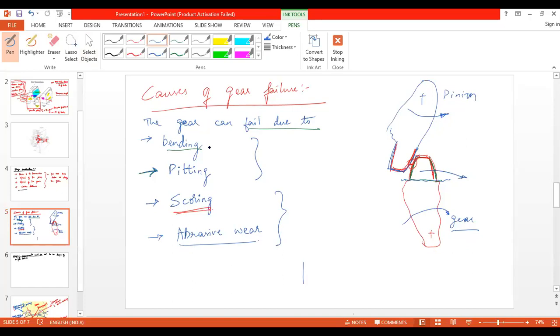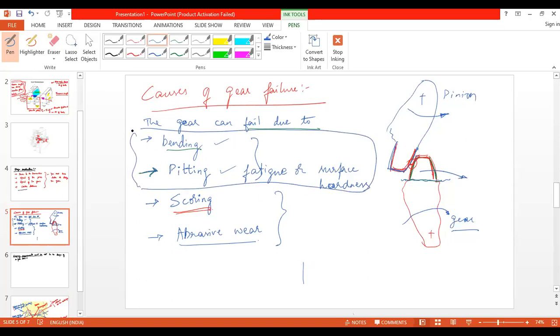Okay, so we need to consider the bending and pitting, or in terms of fatigue, and surface hardness. So we need to consider these two in the design of gear.